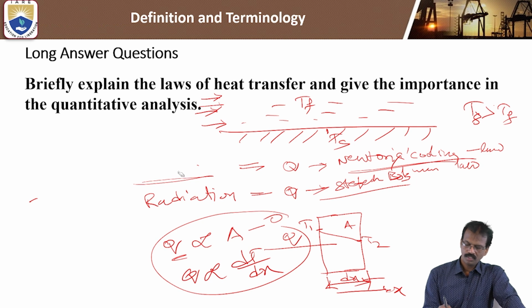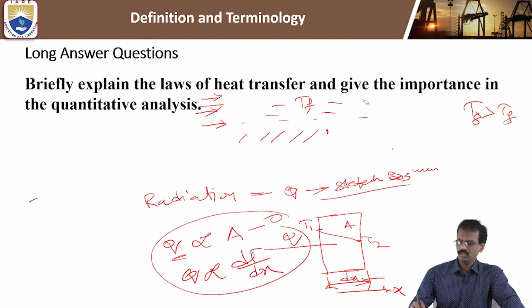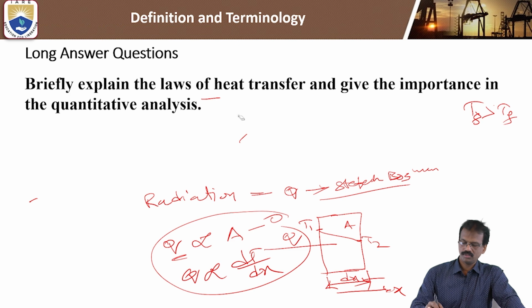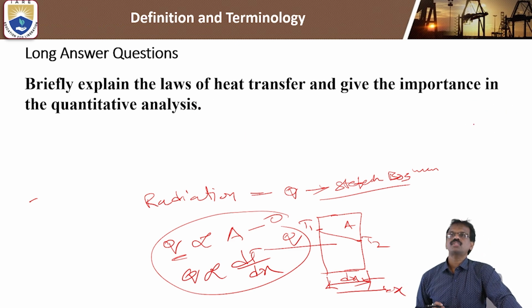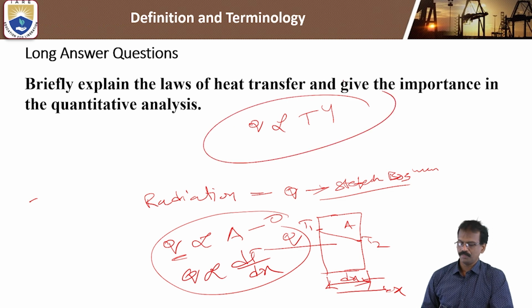Now we'll see the law which is used to measure the rate of heat transfer in the radiation process. That is called the Stefan-Boltzmann law. According to the Stefan-Boltzmann law, the rate of heat transfer q is directly proportional to the fourth power of the absolute temperature of the body, any body. Just like here, there is no medium.